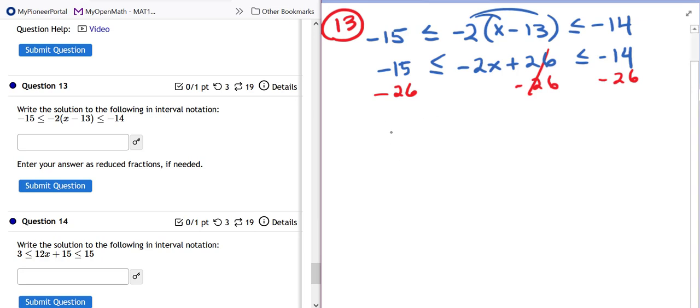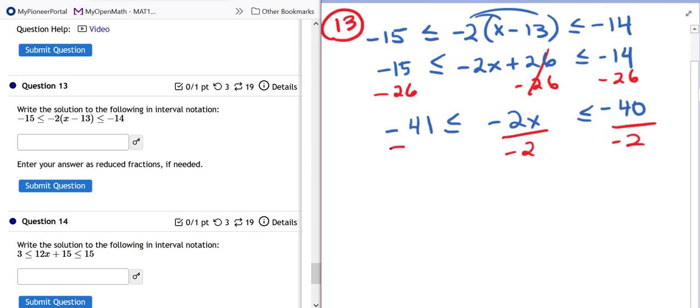So this is -41. And this is -40. Look okay? All right, now I have to divide by -2. Which is going to make everything flip. So the two negatives here will turn positive, and this, it's not going to divide out evenly, and it doesn't reduce. All right, symbol is now going this way.